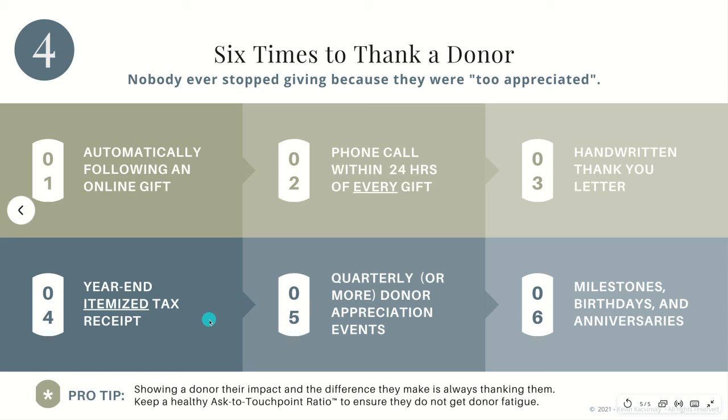Now, throughout the year, I say at the end of the calendar year, which may not be the end of your fiscal year, start preparing a year-end itemized tax receipt. That should be itemized because it shows your accountability to your spending and it shows that you're fiscally responsible. Send that. The obligation is to send it by January 31st. Send that as early in January as you possibly can and show your donors you're on top of things.